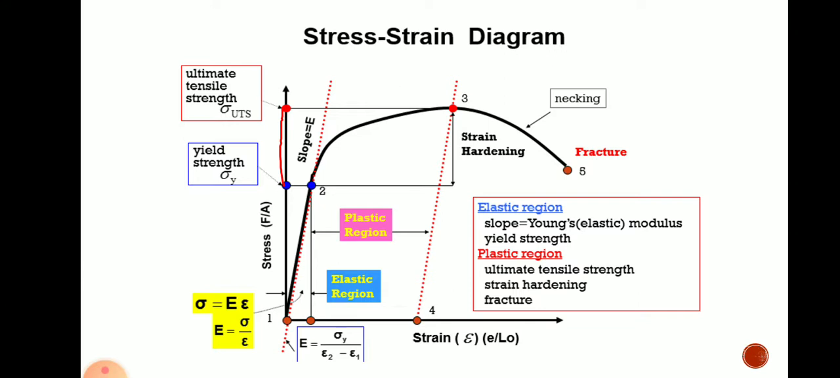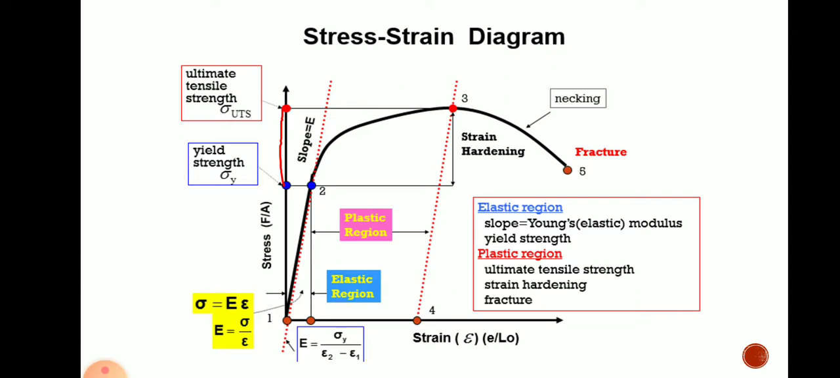So 1 to 2 is the elastic region, 2 to 3 is the plastic region, and from 3 to 5 there will be necking of the component. Necking means a sudden decrease in the dimensions of the component. After necking, at point 5 there will be fracture and breaking of that component.